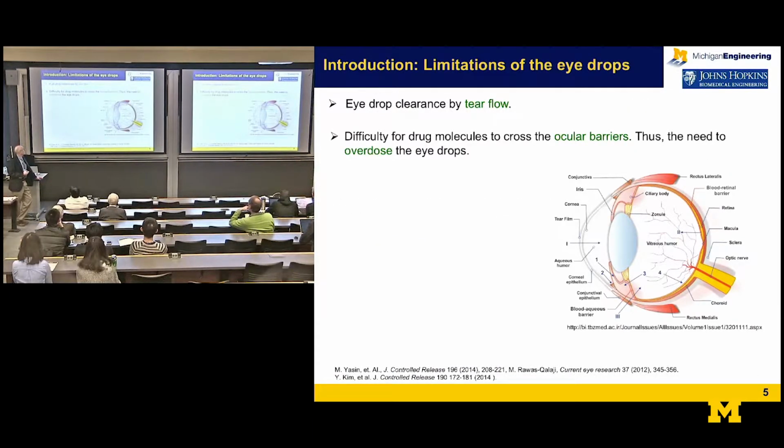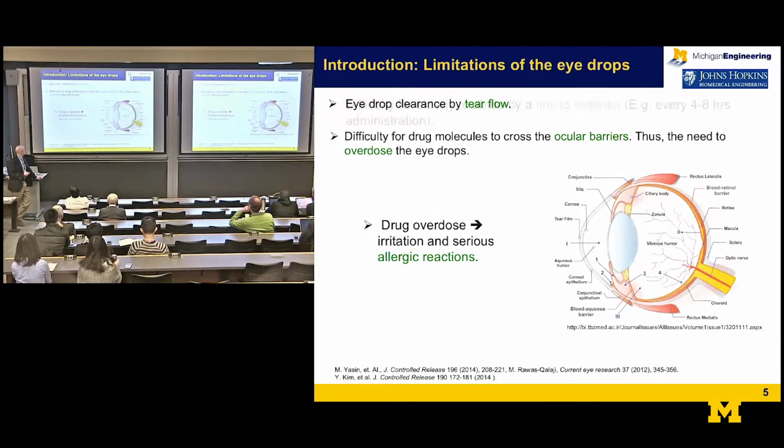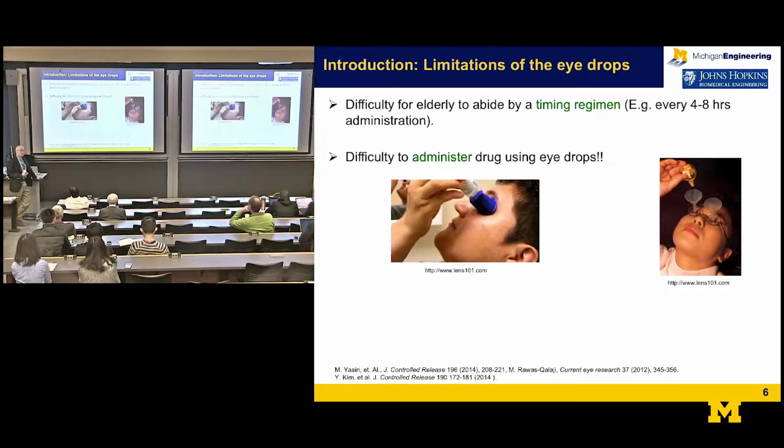First of all, there are barriers to the drug getting into the interior of the eye, and you have your tear flow, which washes away most of the drug before it can cross those barriers. So the result is you have to over-administer. You have to use much more drug than is needed for the eye, and this risks inflammation and an allergic reaction. Also, there's a rigorous timing regimen that's difficult to adhere to. Every 4 or 8 hours, more eye drops, particularly for the elderly. So there's a tremendous problem with non-compliance using eye drops.